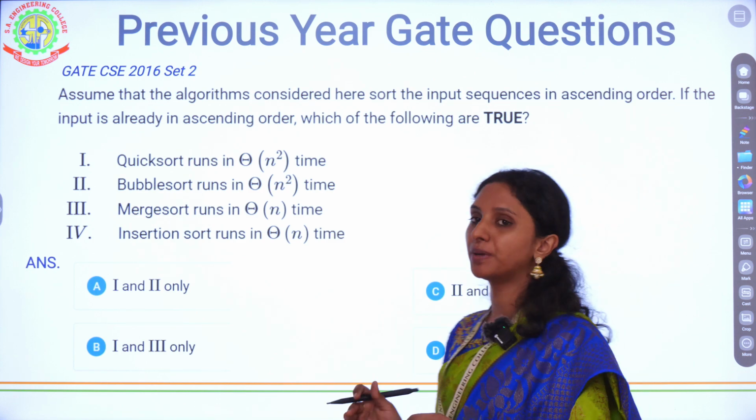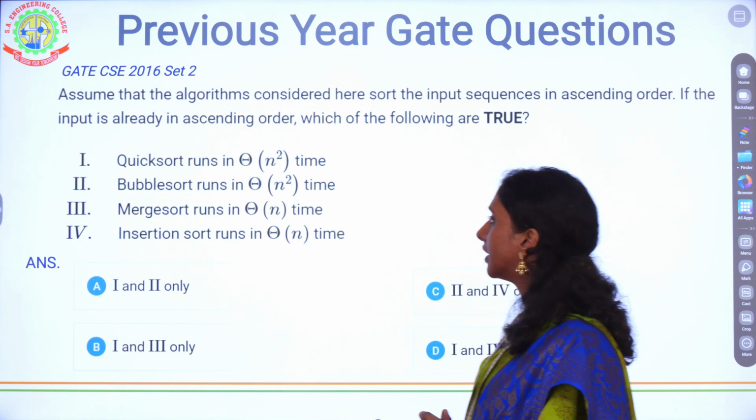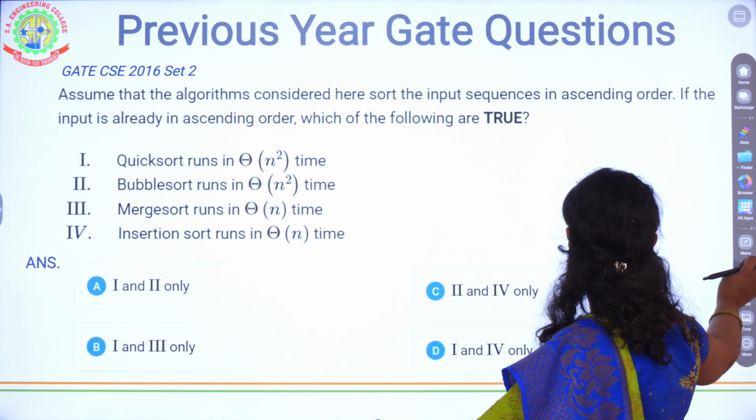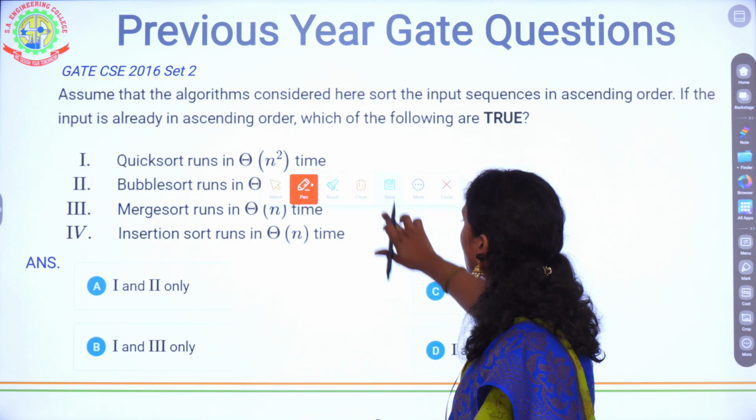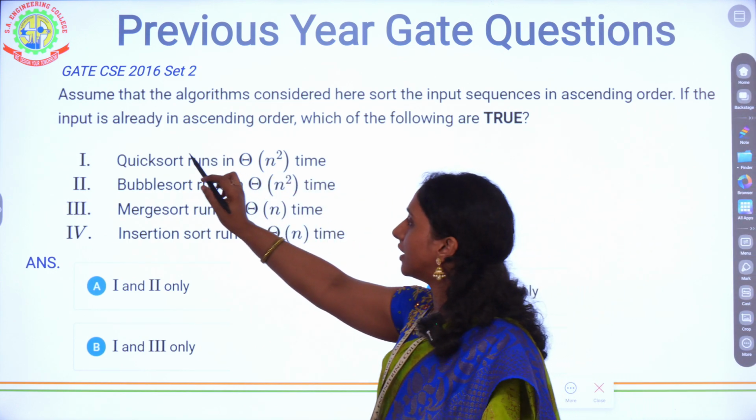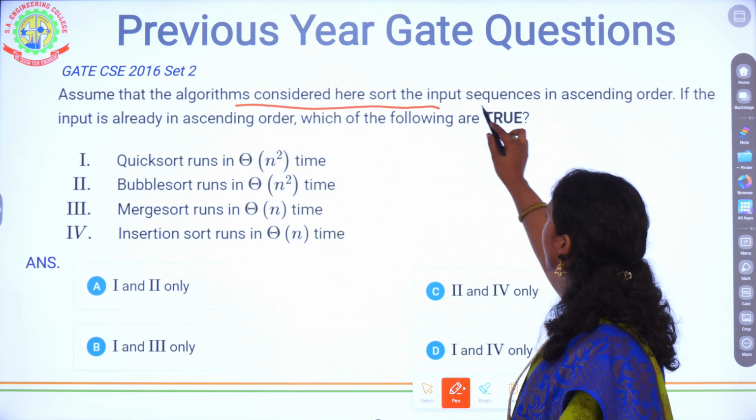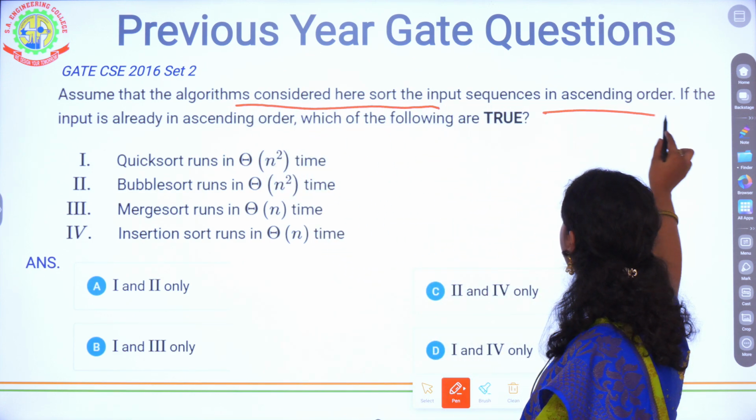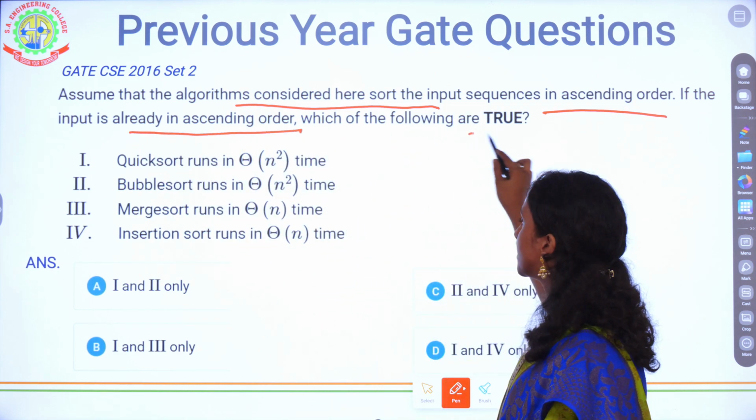So let us see some previous GATE questions regarding bubble sort and insertion sort. So the first question: assume that the algorithms considered here sort the input sequence in ascending order. If the input is already in ascending order, which of the following is true?